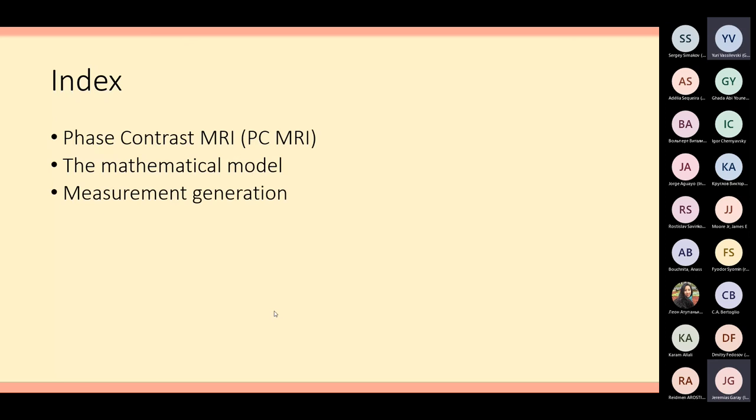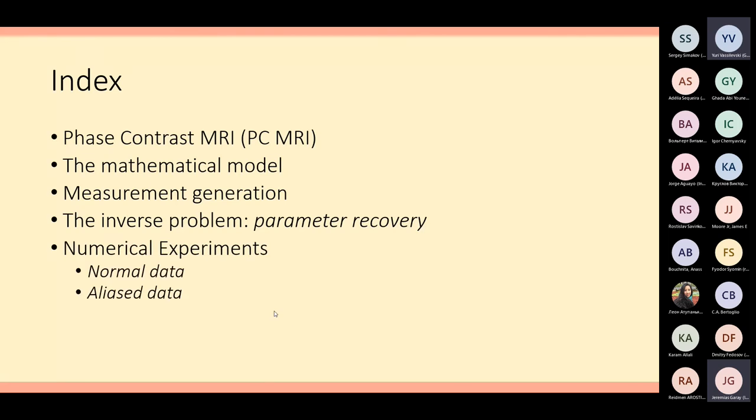With that model, we will solve it, and then we will generate some measurements as close as possible to what PC MRI can do. With the model and the measurements, we will define an inverse problem for parameter recovery, using a Kalman filter approach. With this filter, we will perform two numerical experiments, one with normal data and the other one with aliased data. I will explain what aliased means in the next slides. And at the end, some conclusions.